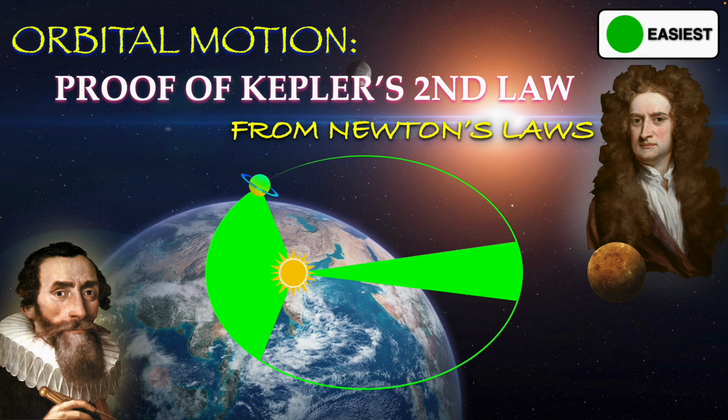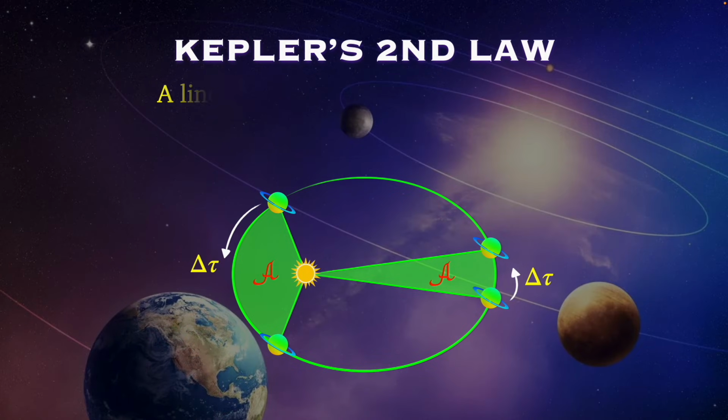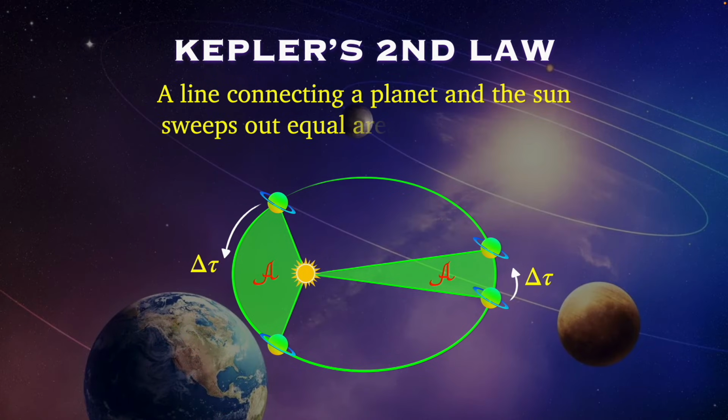First things first, let's remind ourselves what is Kepler's second law of planetary motion. It states that a line connecting a planet and the sun sweeps out equal areas in equal times. That means that if the planet moves along its orbit over some time interval delta t, if you take a line connecting the planet to the sun, the area swept out by that line will be the same no matter where in the orbit the planet is, so long as the time interval is the same.